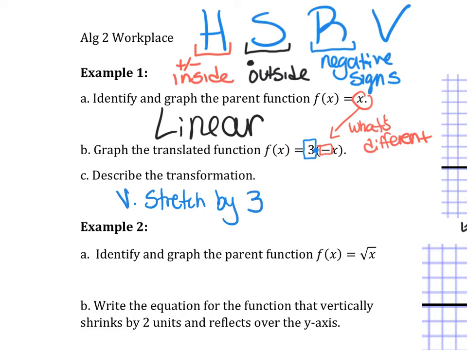And when we describe the transformations, we have to go in the HSRV order. So there wasn't any H, there were no numbers being added or subtracted on the inside. So the next thing we would say would be our stretches and shrinks. And the third thing we say now is our reflection, which is this negative that's happening on the inside of the parentheses. So since it's on the inside, we reflect over the y-axis.